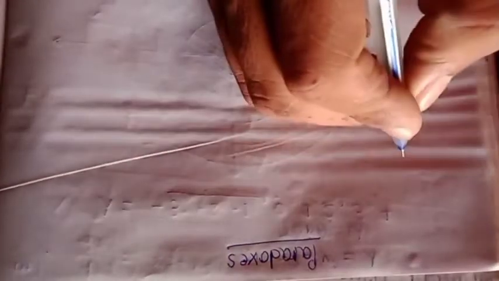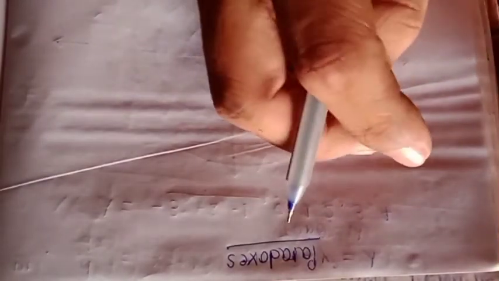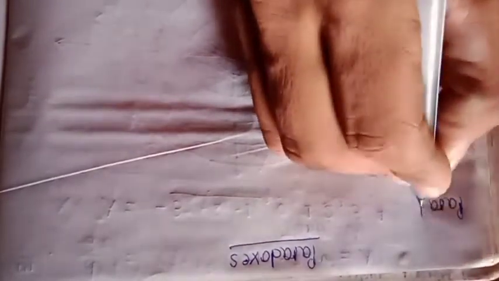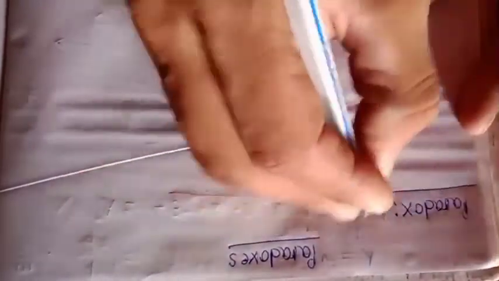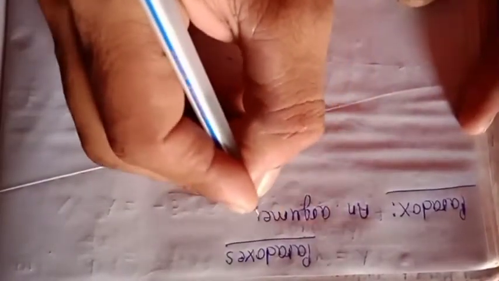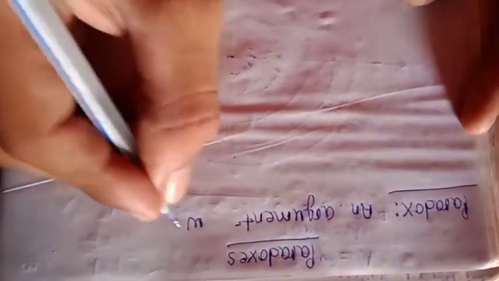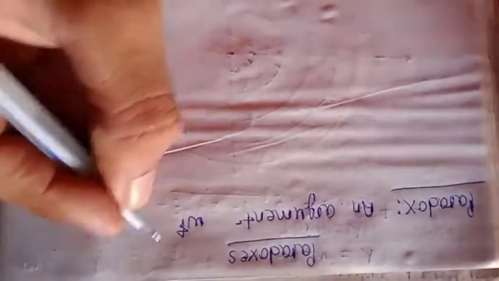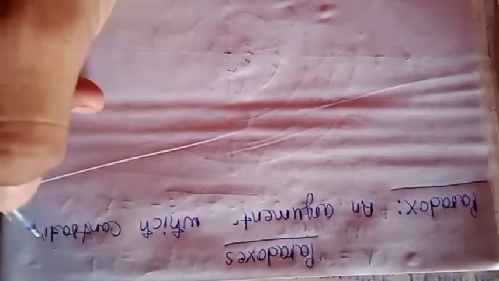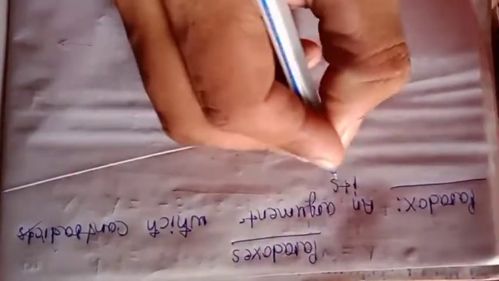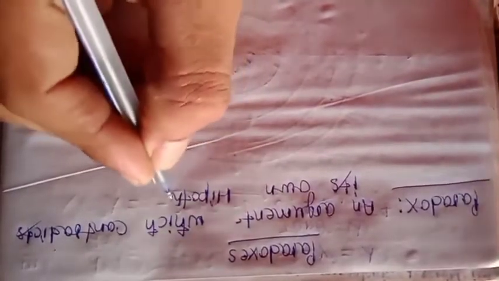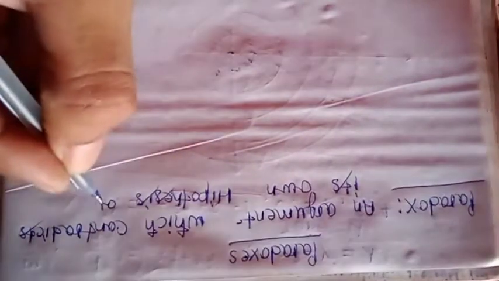So how do we define a paradox? A paradox we can define in this way: paradox, an argument which contradicts its own hypothesis or assumption.